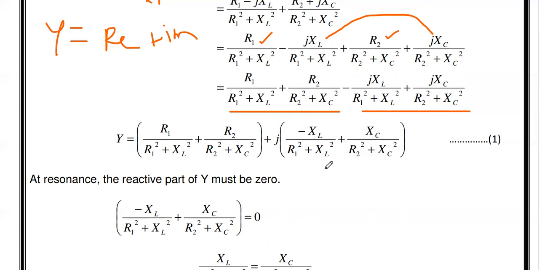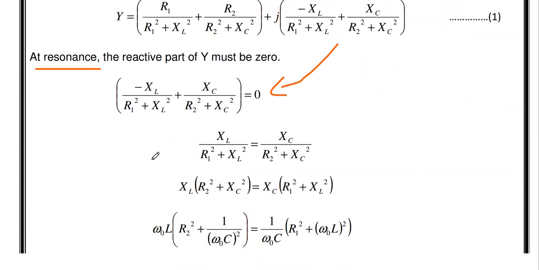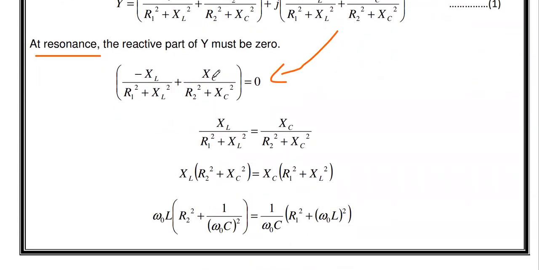Okay, after splitting this, you already know the method. If you want to find the resonant frequency, at the resonance condition this imaginary part of the admittance equation becomes 0. At resonance, the reactive part must be 0. Which one is the reactive part? This j term. That's why you equate the second part to 0: minus XL by R1 squared plus XL squared plus XC by R2 squared plus XC squared is equal to 0.